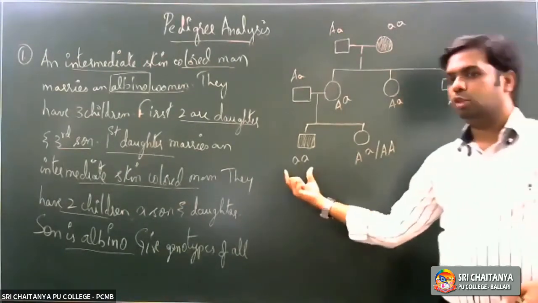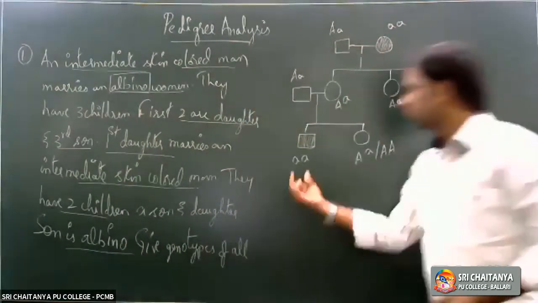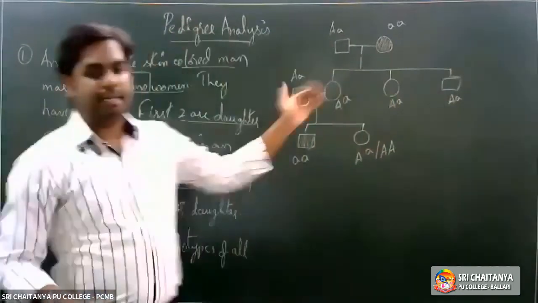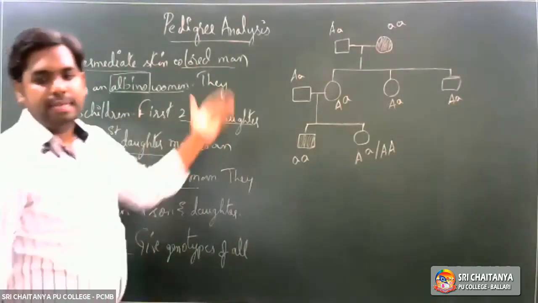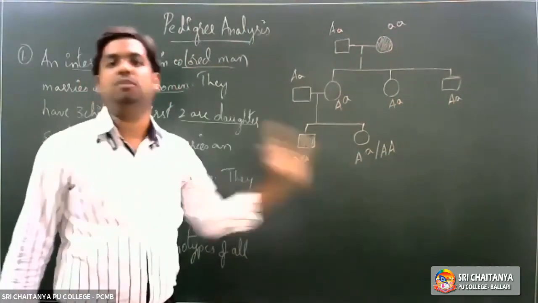Now here we know that it is small a because the son is said to be albino. So it is small a and small a. So this is how we start plotting the pedigree for a particular question. And this is how we start identifying the genotypes of all of these individuals.